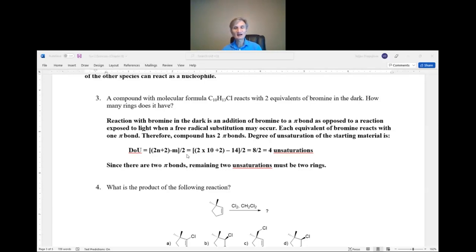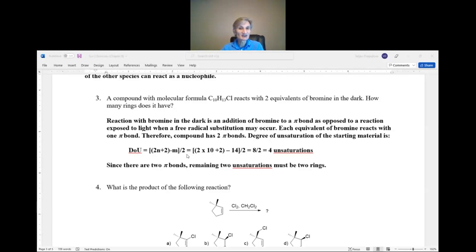But if it's carried out in the dark, then the only possible mode of reaction is addition of bromine across a pi bond, in this case a double bond. And so a reaction with 2 equivalents of bromine tells us that there are 2 pi bonds, because the reaction is in the dark. So there are at least 2 unsaturations, and those are 2 pi bonds.